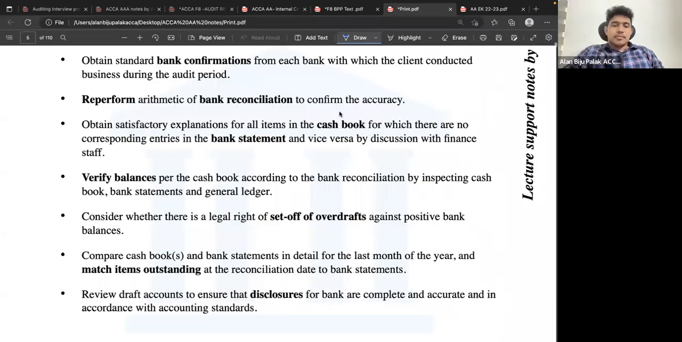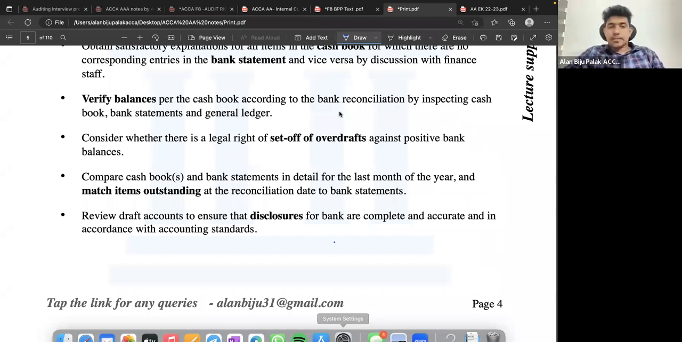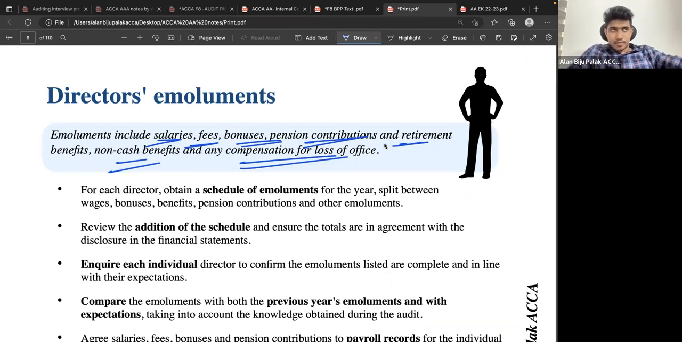Then moving on to the next one, directors' emoluments. So we have already studied properly about directors' emoluments. We know that directors' emoluments include all the payments paid to a director. That includes salaries. In case of fees, those fees will be included. Any bonus paid to the directors, pension contribution, retirement benefit, non-cash benefit, compensation for the loss of office, everything will be considered under the directors' emoluments.